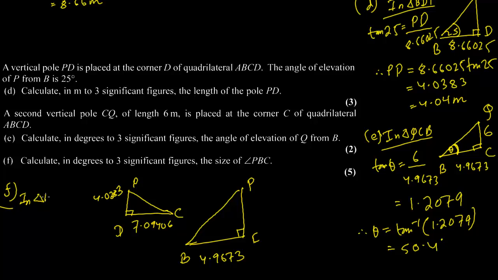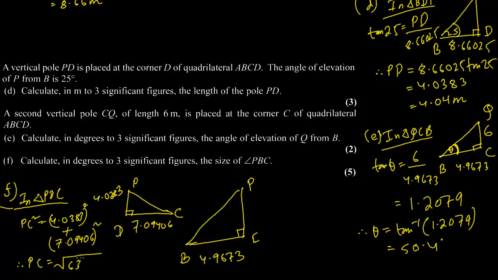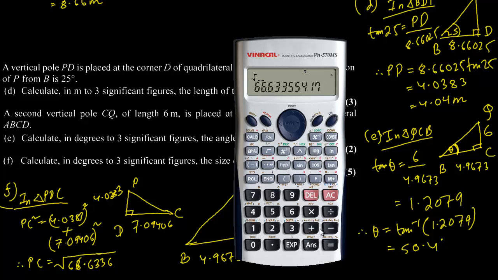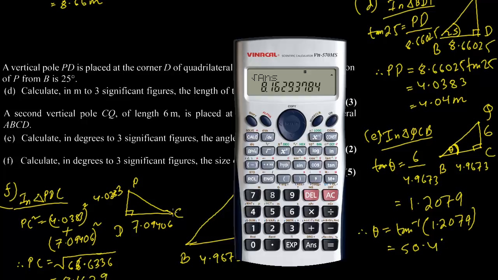In triangle PDC, we can write PC squared equals 4.0383 squared plus 7.09406 squared. Therefore, PC equals the square root of, so let me do the calculation, 4.0383 squared plus 7.09406 squared, and we get 66.6336. The square root of that is going to be 8.1629. That is PC. 8.1629 is PC.